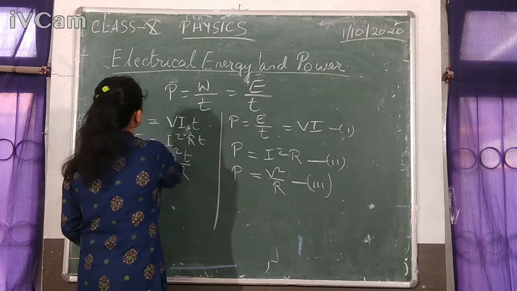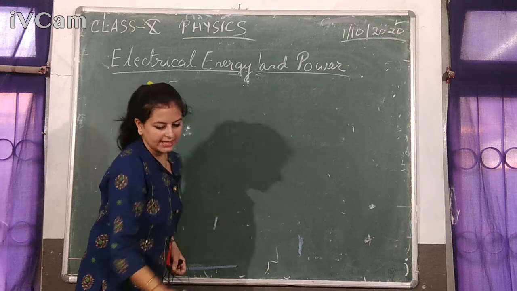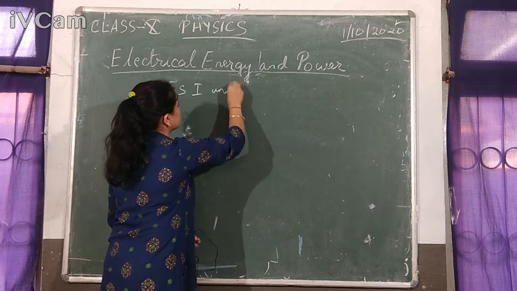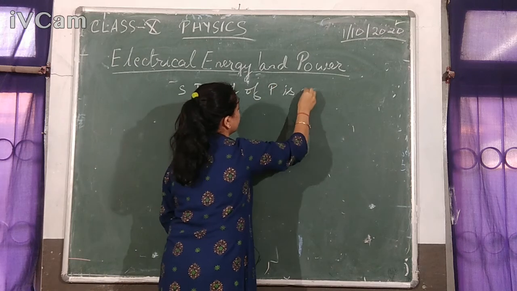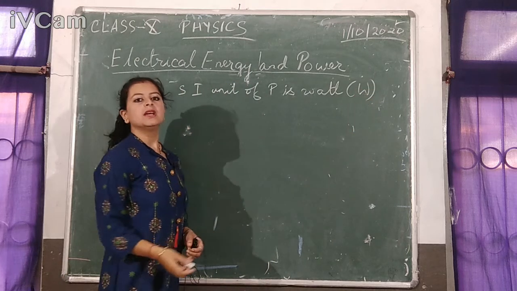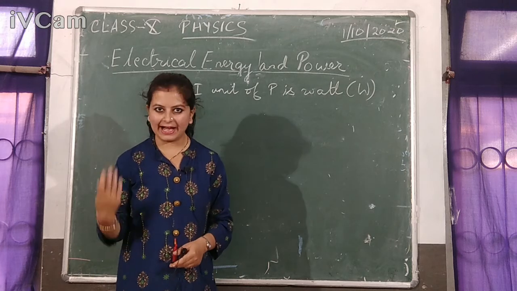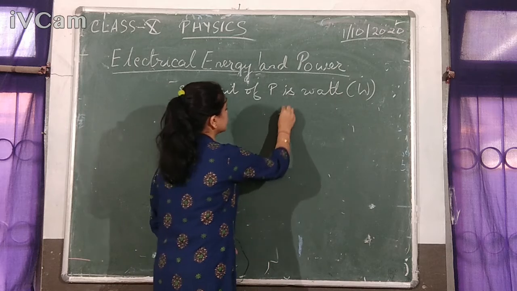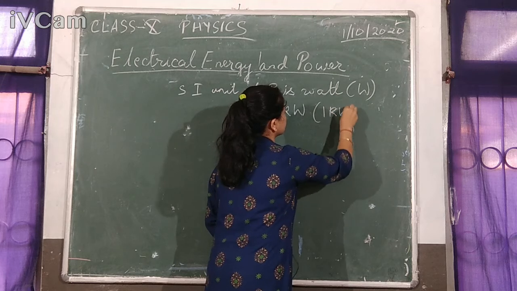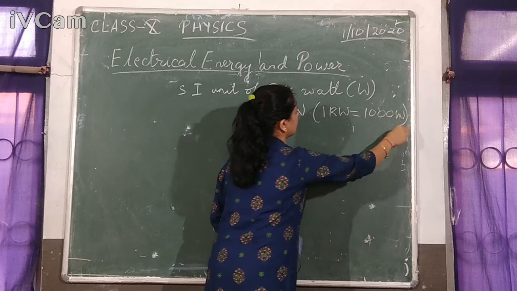Okay, now coming to the units of electrical power. The SI unit of power is, yes, you're right, it is watt. Okay, but practically the power consumed, that is electrical power consumed, will be actually higher than this. So we go for other units, like we can use kilowatt, where 1 kilowatt is equal to 1000 watt.